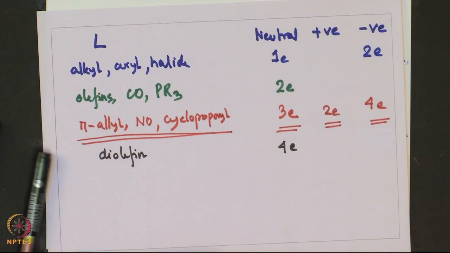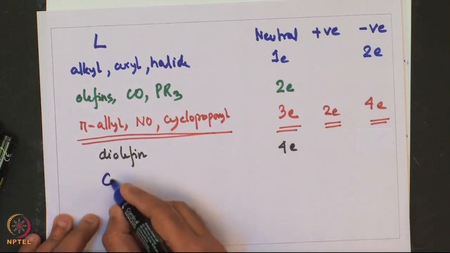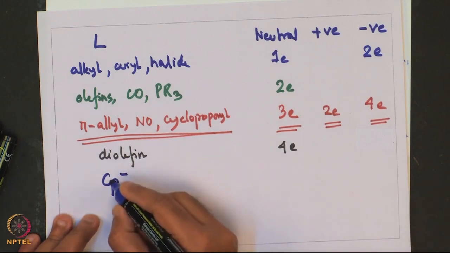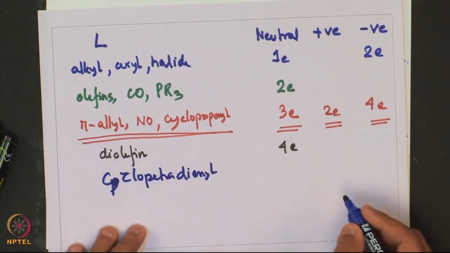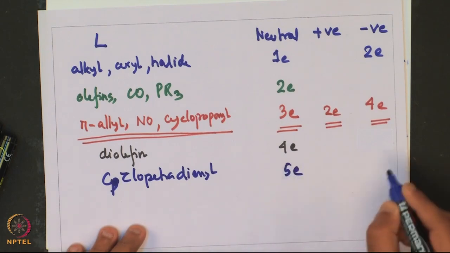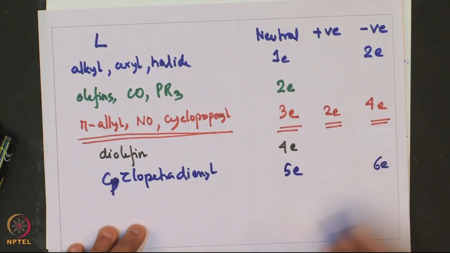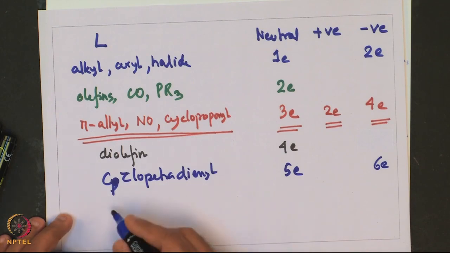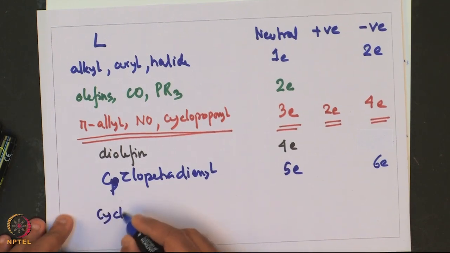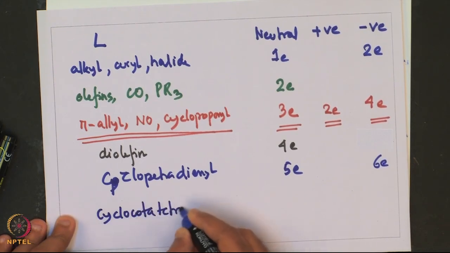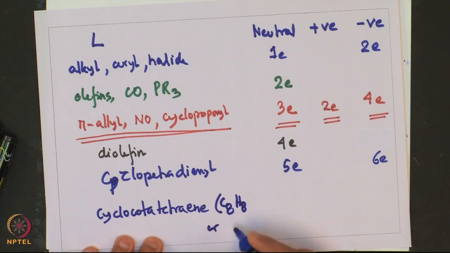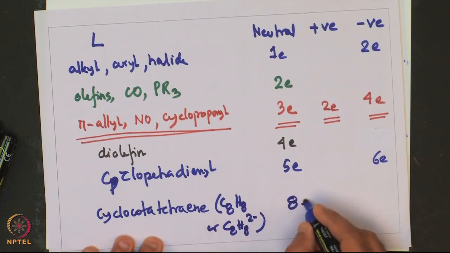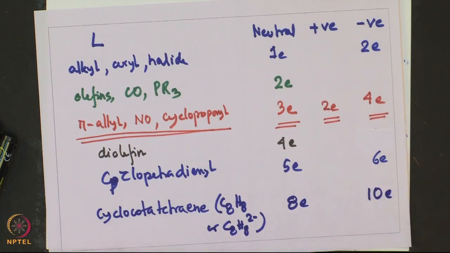There are several examples of this, and I am going to take just a few representative ones. Let us say we have cyclopentadienyl, then in the neutral form 5 electrons, and in the negative form 6 electrons. Let us go to an extreme example, cyclooctatetraene, which is C8H8 or C8H8 2-. In the neutral form it provides 8 electrons, in the anionic form it provides 10 electrons.